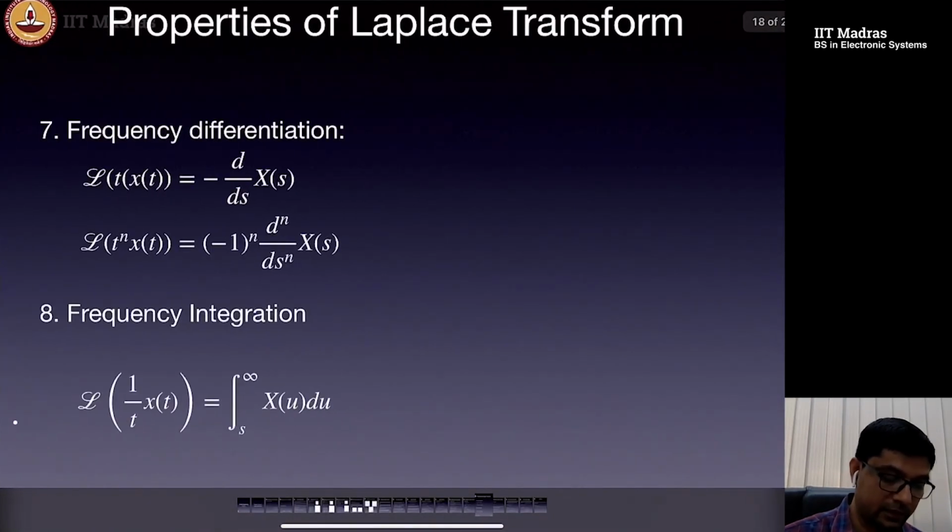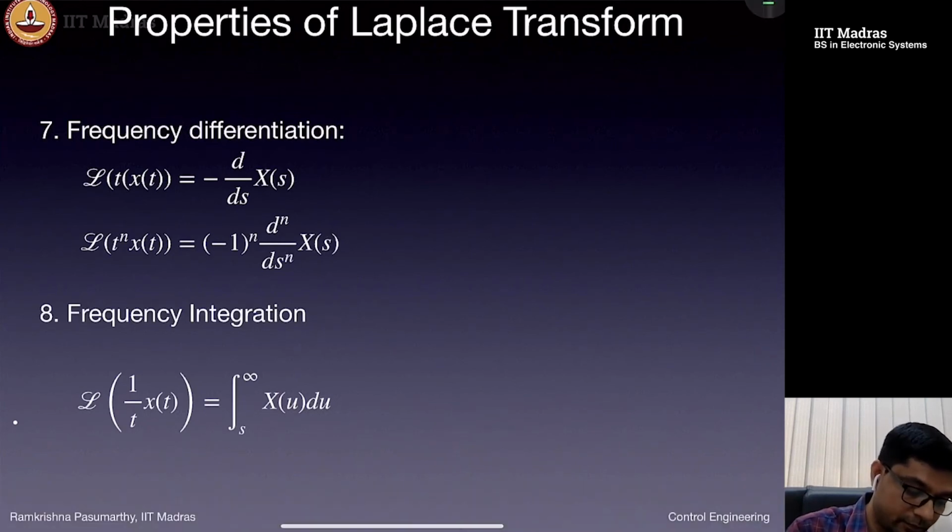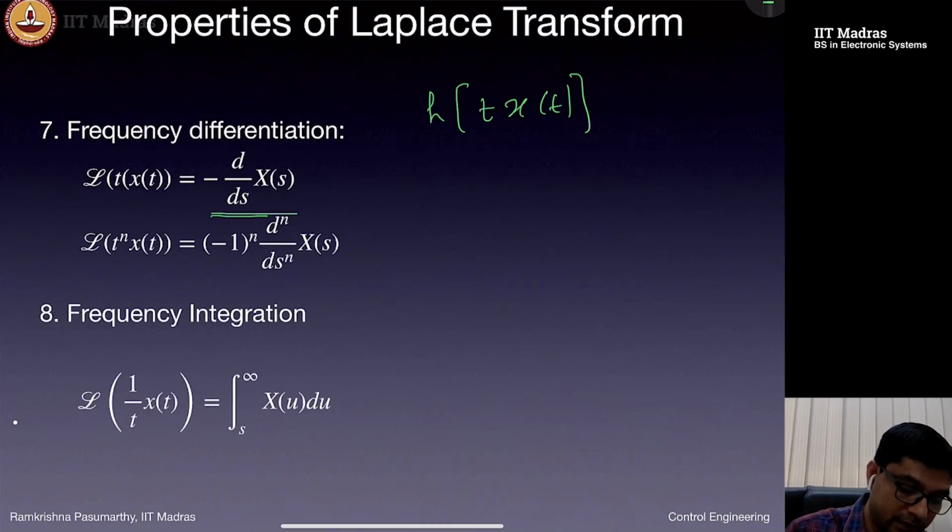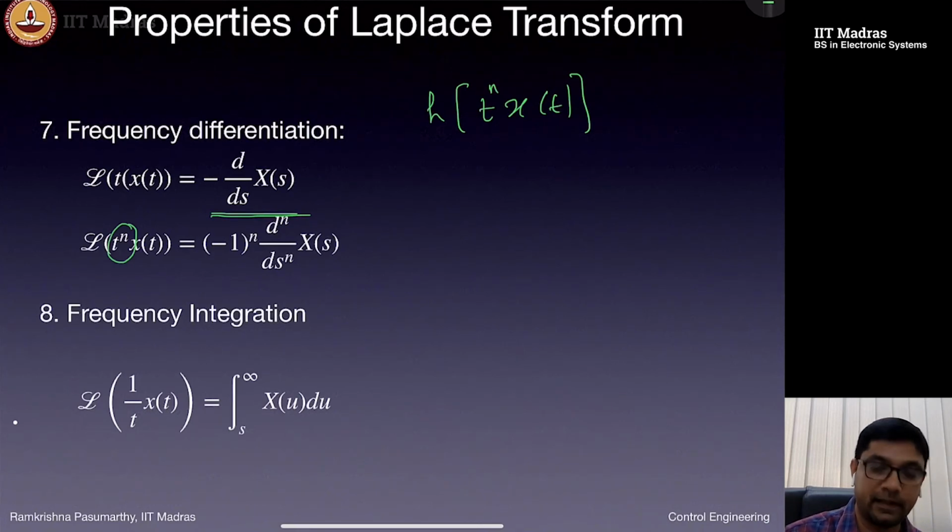And then I have frequency differentiation. So I know what it is for x(t). If I multiply this signal with t, t x(t) just gives me the negative of d/ds of X(s). And then I can go all the way on to frequency differentiation by looking at the Laplace transform of t^n x(t), resulting in this expression here. Again, I'll not do the details of this. We'll remember these as properties and use them as and when we need them.